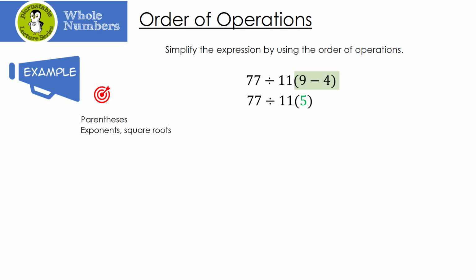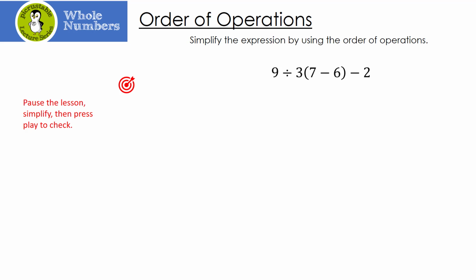Do we have any exponents or square roots? No. What about multiplication and division from left to right? We do. And the important part about this one is we do 77 divided by 11 first. Remember, we multiply and divide from left to right, whichever one comes first. And in this case, it's division. 77 divided by 11 is 7. Do we have any more multiplication or division? Yeah, 7 times 5 is 35. Do we have any addition, subtraction? Nope. So 35 is our answer.